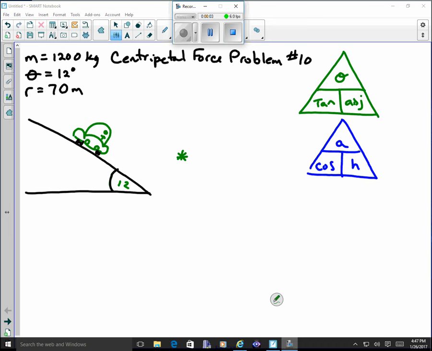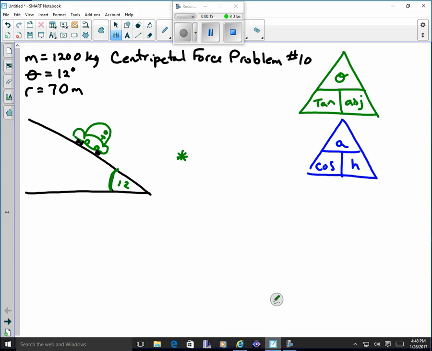Hello everybody, we're going to do the centripetal force problem, number 10 on the worksheet here. That's an AP problem, sort of a nasty one. You've got a 1,200 kilogram car, that's its mass. It's banked on this 12-degree off-ramp of an expressway here.